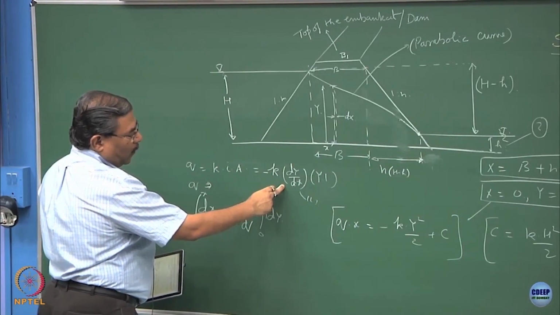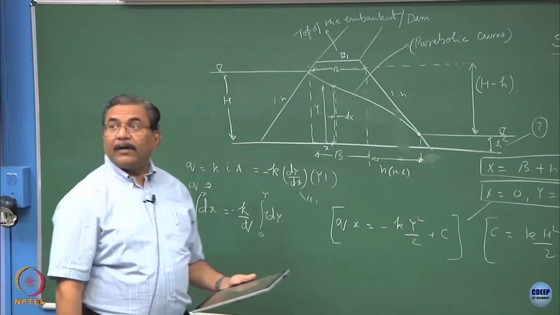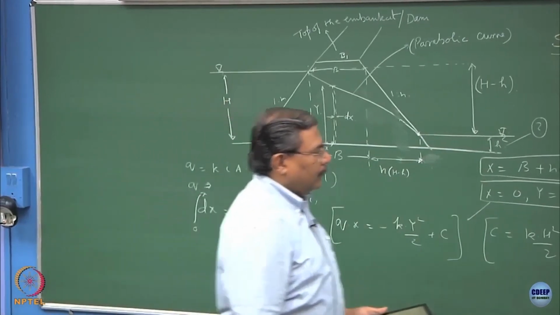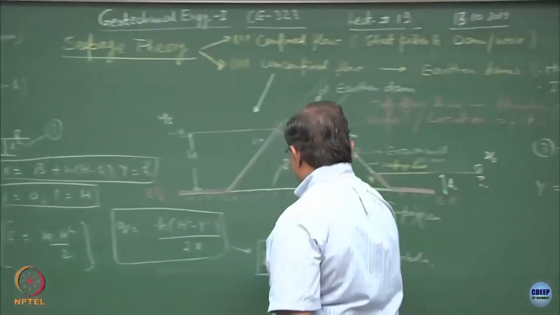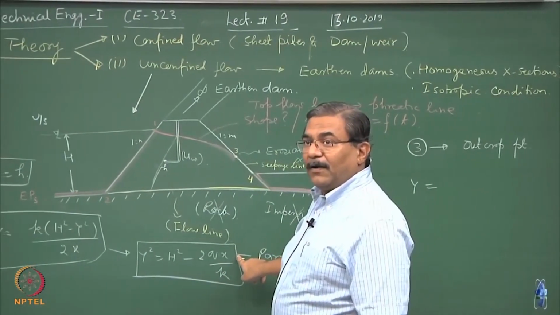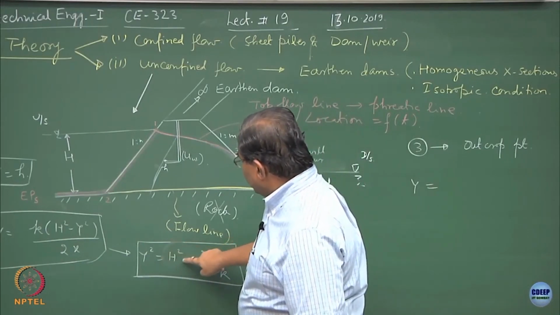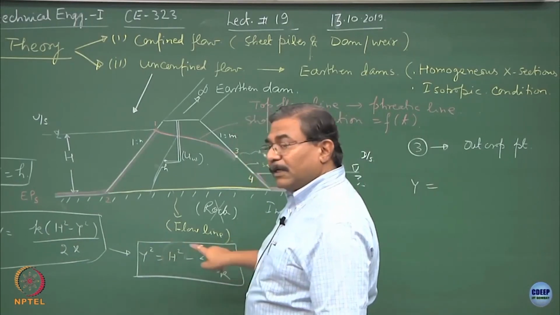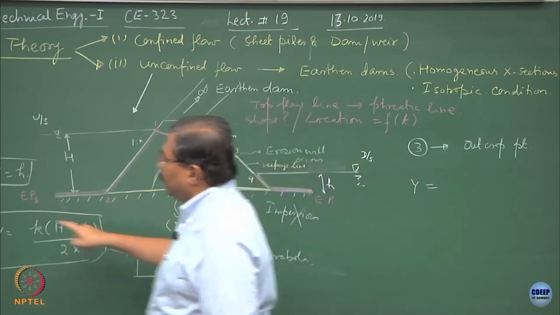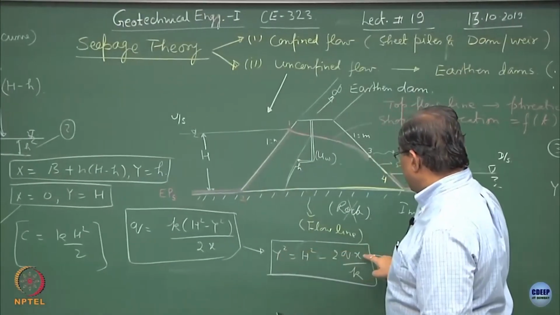What do you mean? See, that is what we have proven. Y square is a function of x, is a parabola. Your h is given constant, is it not? Q will remain constant for a configuration of h and small h. K is constant, and hence this is a parabolic function.